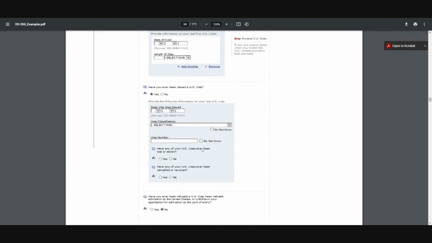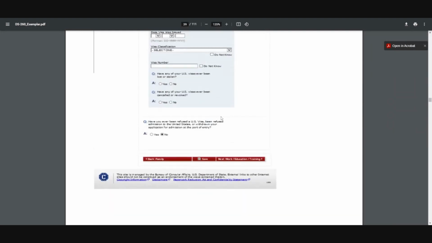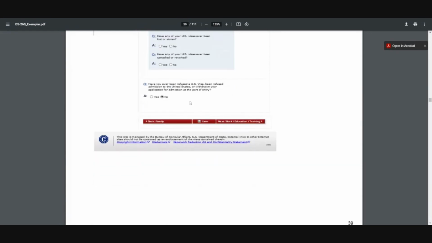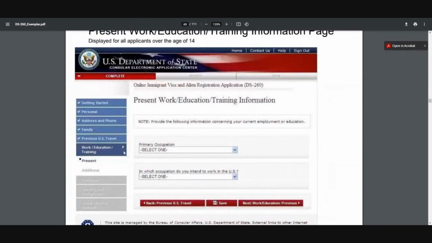If you have had a visa and it was stolen, make sure that you say that. And if it was cancelled or revoked because of something that you did, make sure that you indicate that. If you are refused a visa, if you went to the American embassy and they didn't give you a visa, fill out there and tell them that information, because if you're not truthful, they are going to deny you the visa.